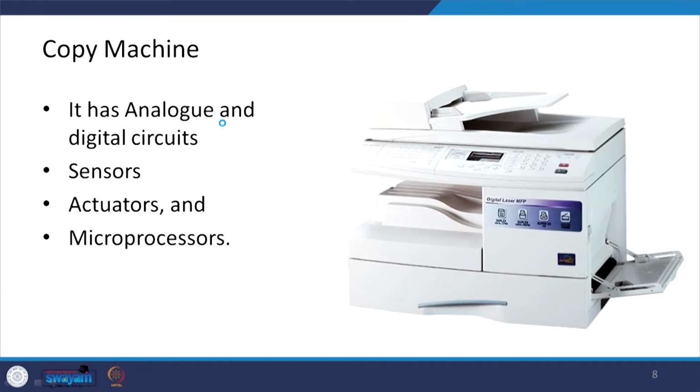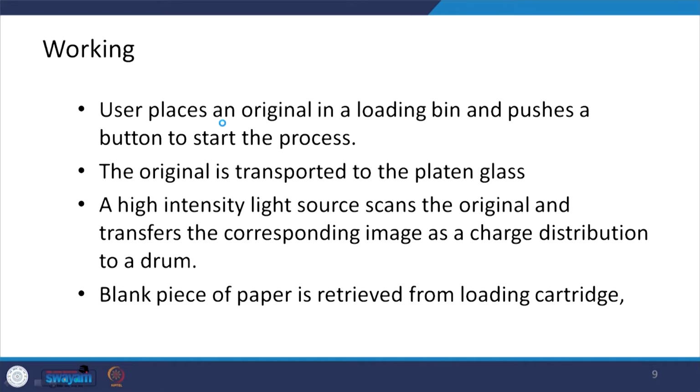The copying machine has both analog as well as digital circuits. There are many sensors in it, there are actuators, and there are microprocessors. So essentially we have all the components of a mechatronic system in a copy machine. If we look at the working of the copy machine, here are the various steps. First of all, the user places an original which is to be copied in a loading bin and pushes a button to start the process. Okay. Now, what happens next is that the original is transported to a platen glass, and a high intensity light source scans the original and transfers the corresponding image as a charge distribution to a drum.